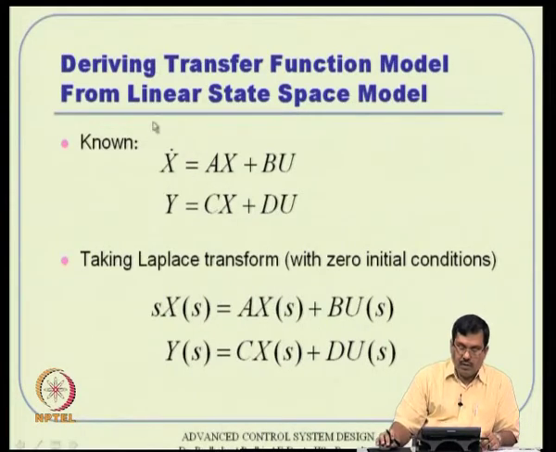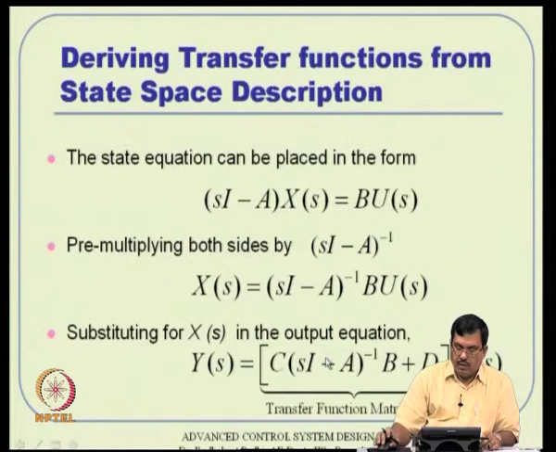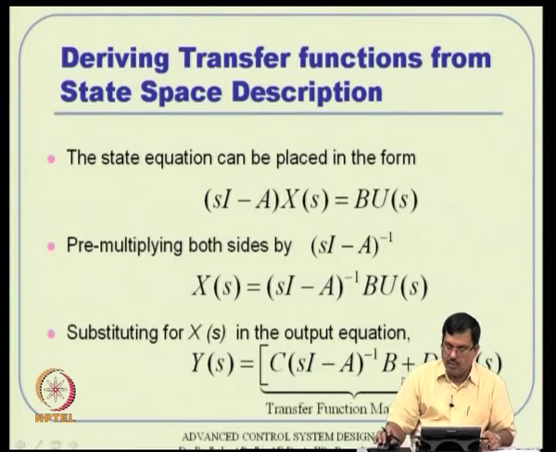Then you started with this equation here, and carried out Laplace transform for both the equations, then eliminated x of s from the first equation and substituted it back here. That is what we carried out. Then it turns out that y of s is given by this final expression: C into (sI minus A) inverse B plus D, and that is the transfer function matrix in general.